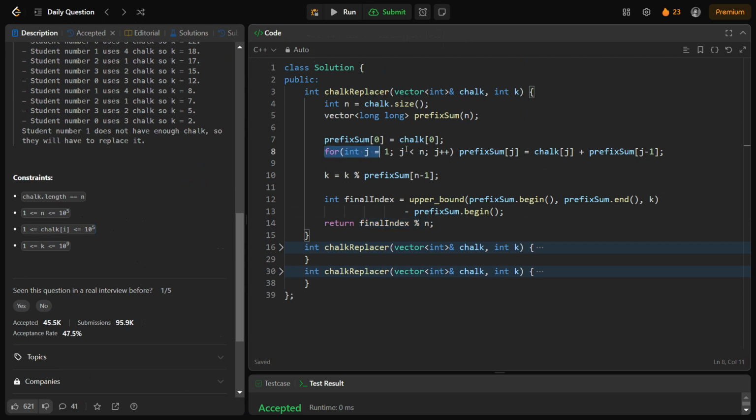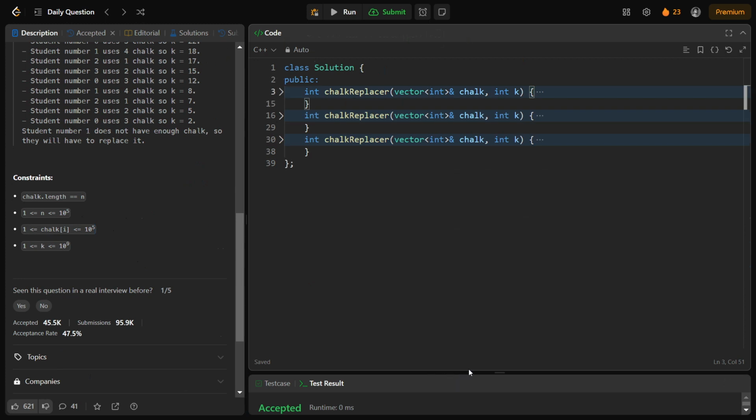So for calculating the prefix sum, the time complexity is big O of n and the space complexity is also big O of n, which is why you should not do this, but this was a bit interesting to involve binary search as well. So this is big O of n space, this is big O of n time, and this is log n time. So the final time complexity and space complexity is both big O of n, and this is working well.